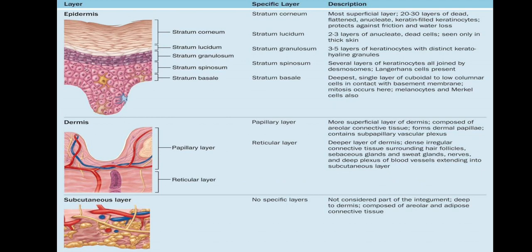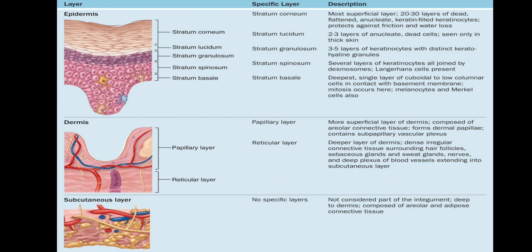So the next layer is the dermal skin. As I've tackled earlier, the dermis has two layers, the papillary layer and the reticular layer. The papillary layer is the more superficial layer of the dermis, which is composed of areolar connective tissue, forms dermal papillae, and contains the subpapillary vascular plexus.